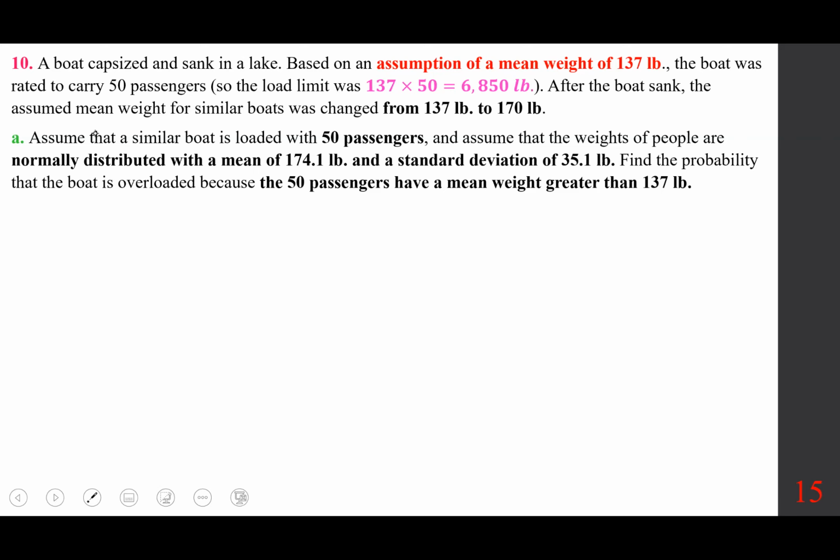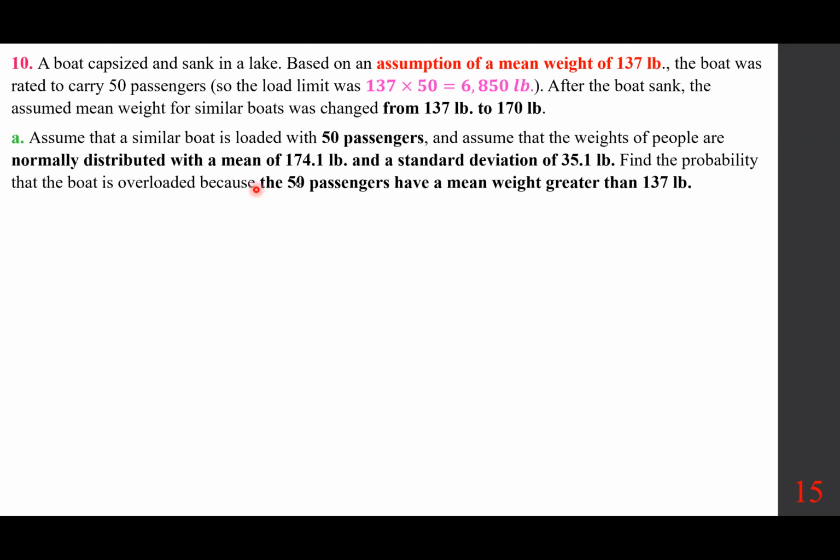Assume that a similar boat is loaded with 50 passengers and assume that the weights of the people are normally distributed with a mean of 174.1 pounds and a standard deviation of 35.1 pounds. Find the probability that the boat is overloaded because the 50 passengers have a mean weight greater than 137 pounds.